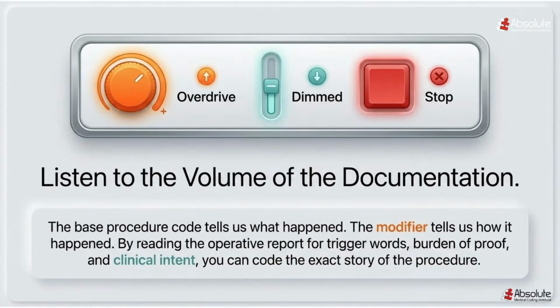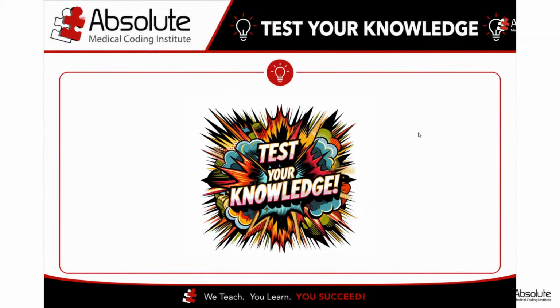All right. So the base operative procedure tells us what happened. That laparotomy tells you what happened. The modifiers tell us how it happened. Either it was more extensive, it was less than expected, or we stopped it. 22, 52, 53. Now it's your turn, coders. Are you all ready?